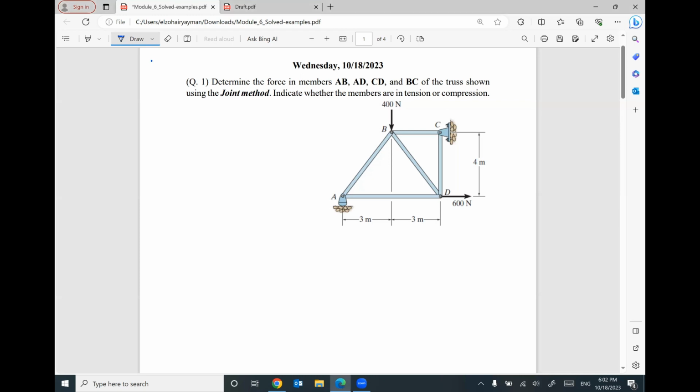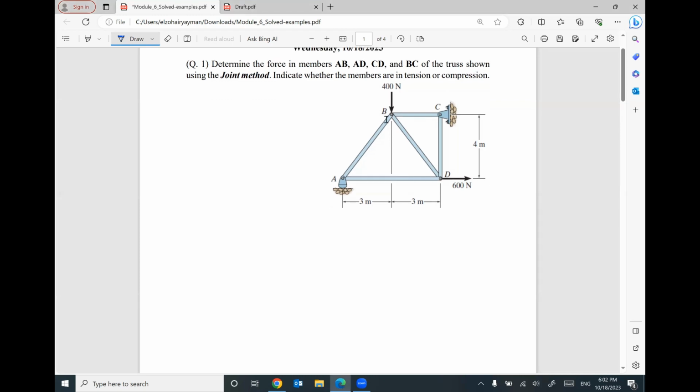First problem, we are given a truss. C is a hinge. A is a roller. And we are looking to figure out the internal forces in members AB, AD, CD, BC using the joint method.